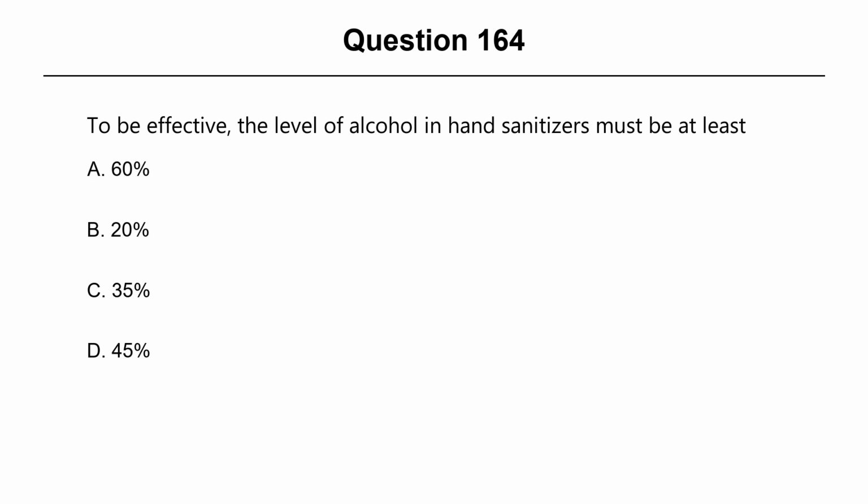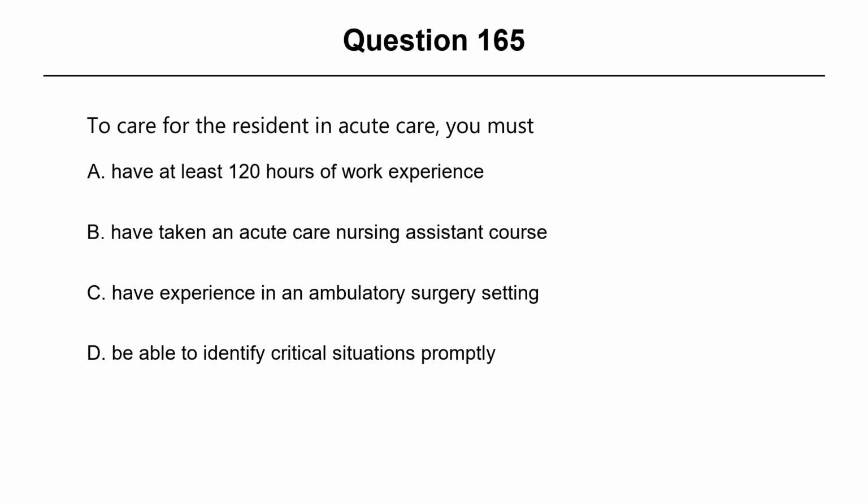Question 164. To be effective, the level of alcohol in hand sanitizers must be at least option A, 60%, option B, 20%, option C, 35%, option D, 45%. The correct answer is option A, 60%. 60%. Question 165.